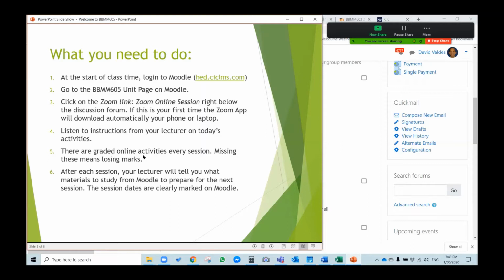There are also graded online activities every session, and they're only open for that day. So if you miss the online session, that means you're going to be losing marks. But more importantly, the graded online activities are helping you stay engaged. It asks you the important questions so that I can gauge your understanding, and also for you to gauge whether you're understanding it correctly or not.